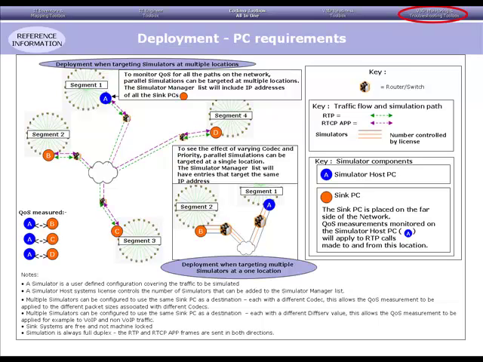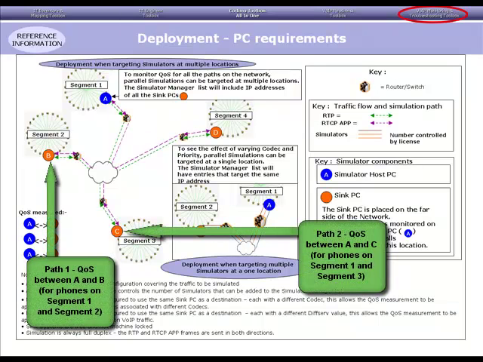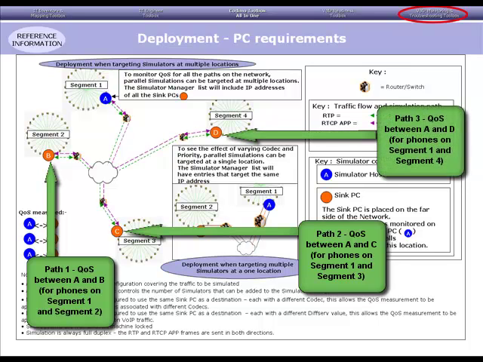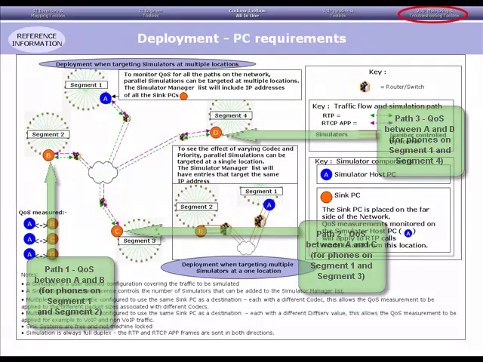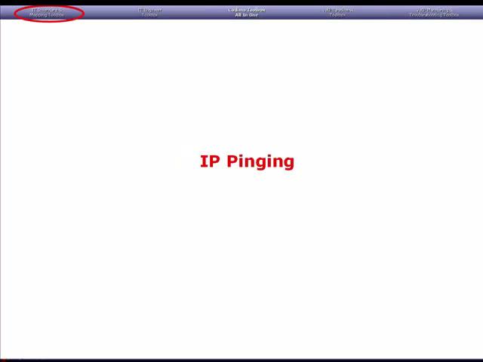For example, you can test the quality of service between points A and B, points A and C and points A and D in this diagram, which effectively means you are testing what the quality of service is when there are phones on segment 1 communicating with phones on segment 2, and when there are phones on segment 1 communicating with segment 3 and also with segment 4. For detailed information on this tool, you can refer to the tutorial titled How to Start Post-Deployment QoS Measurement.